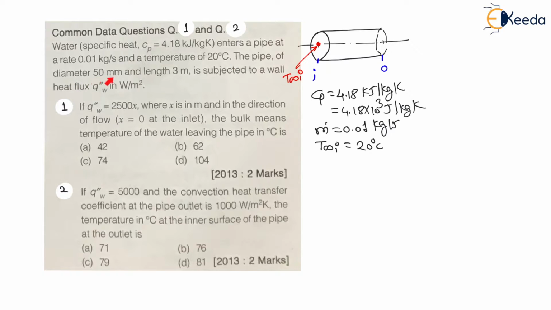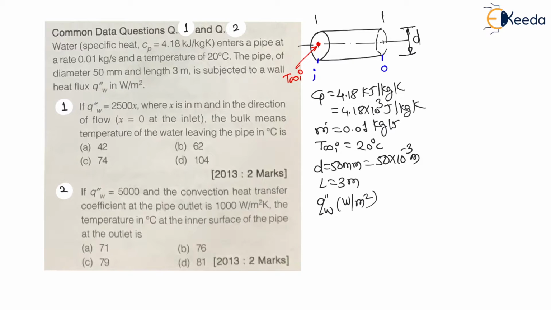Then the pipe of diameter 50 mm and length 3 meter. Here the diameter of the pipe is given as 50 mm. Therefore let us say diameter is equal to 50 mm, which can also be written as 50 into 10 to the power minus 3 meter, and length is given as 3 meter. Then it is subjected to wall heat flux q wall in watt per meter square. Here it is subjected to wall heat flux q wall double dot, in watt per meter square. Let us say the diameter of the pipe is D, and the length of the pipe is L. Here it is a length, inlet to outlet distance.